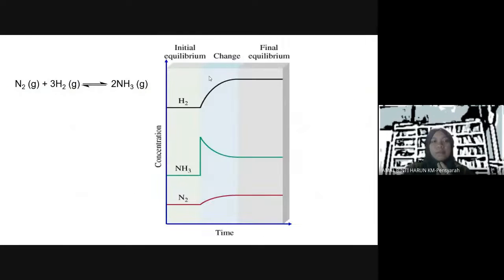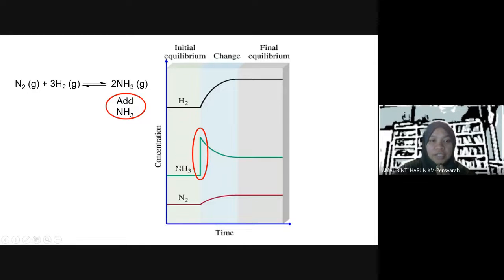Okay. For example, we have nitrogen react with 3 mole of hydrogen producing 2 mole ammonia. So, addition of ammonia is increasing the product. So, it will shift to the left. Sebab apa? Banyak produk. So, produk akan ditukarkan balik kepada reactant. So, sekarang kita tengok dekat sini. Dekat concentration ammonia.